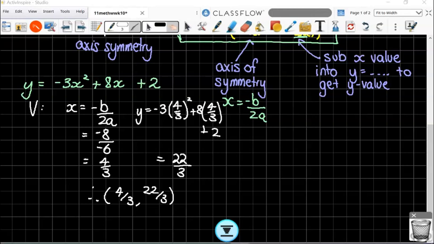We've got our vertex. If I asked you to say, how many x-intercepts will this have? Will it have 2? Will it have 1? Will it have none? What could you do to answer that question? I don't want to find the x-intercepts. I just want to know, is there 1, 2, or none? What would you do? You would find the discriminant. And who remembers what the discriminant is? What is the discriminant? b squared minus 4ac.